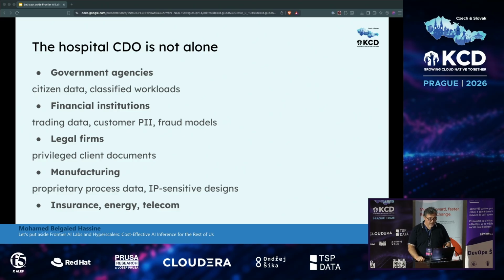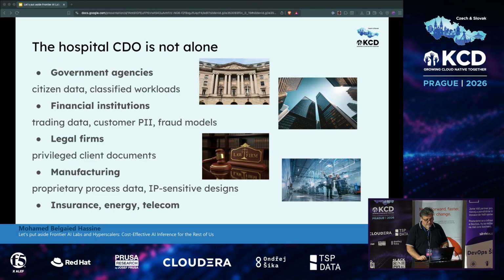So the pattern is always the same. All these enterprises have AI use cases that they want to deploy. However, they all have a reason to not let their data go away, go to the public cloud, go to AI inference provided by online endpoints.